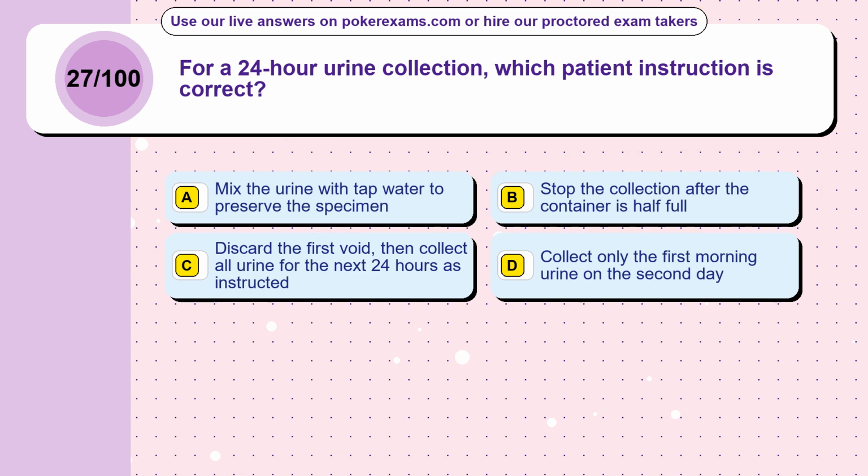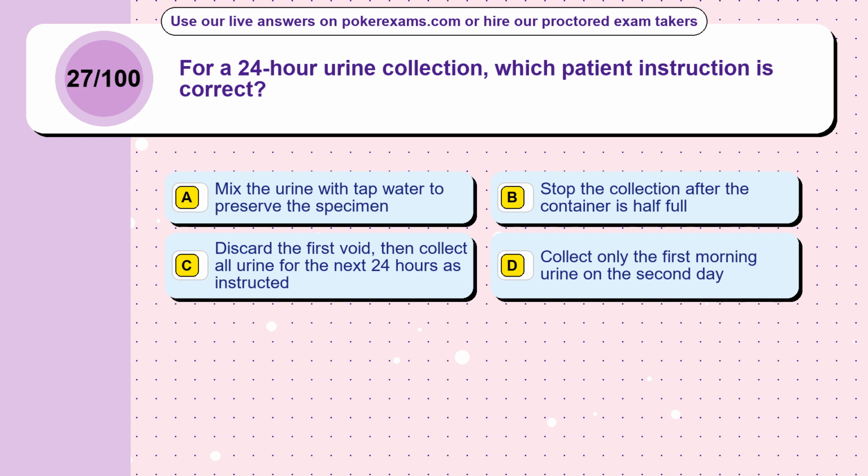Question 27. For a 24-hour urine collection, which patient instruction is correct? Option A, mix the urine with tap water to preserve the specimen. Option B, stop the collection after the container is half full. Option C, discard the first void, then collect all urine for the next 24 hours as instructed.